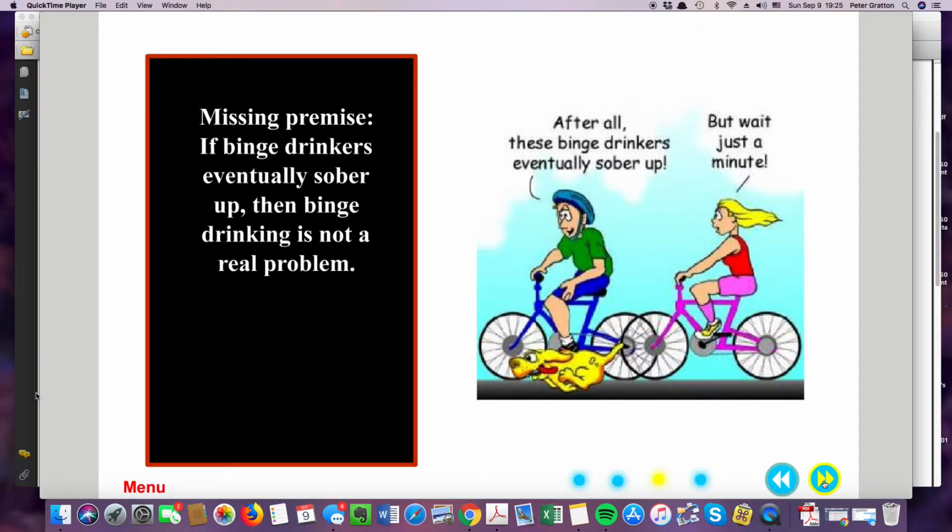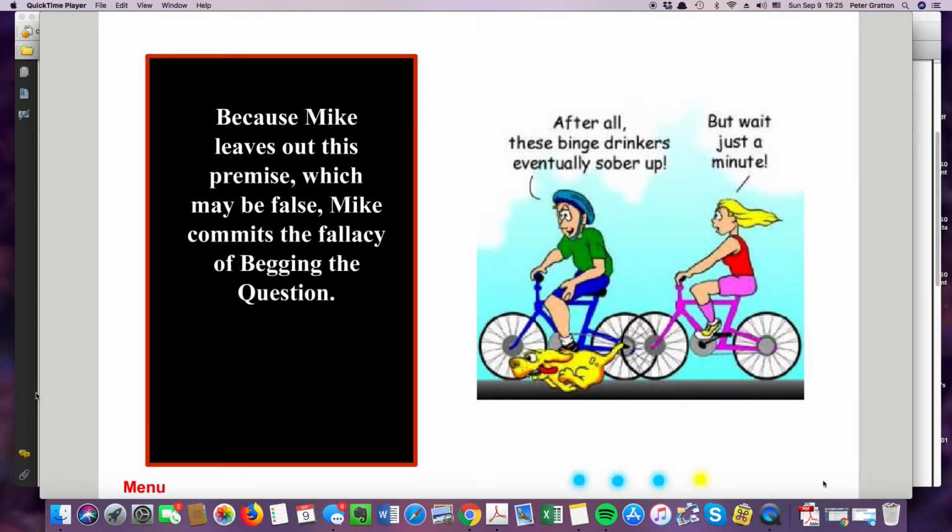It's missing a premise. If binge drinkers eventually sober up, then binge drinking is not a real problem. See how there's a missing premise there? If you put that in, then you'd have something of an argument, and then you could attack the premise. But by not stating the premise, he leaves the question open. So because he leaves out this premise, which may be false, Mike commits the fallacy of begging the question.